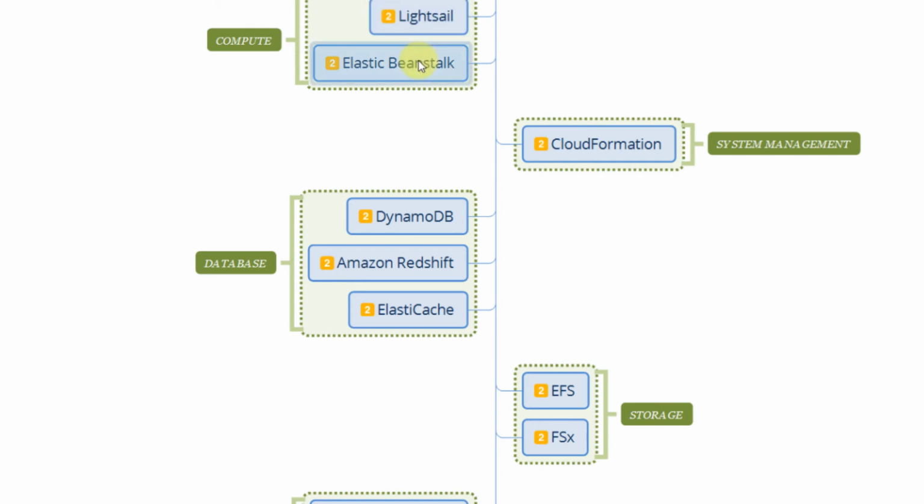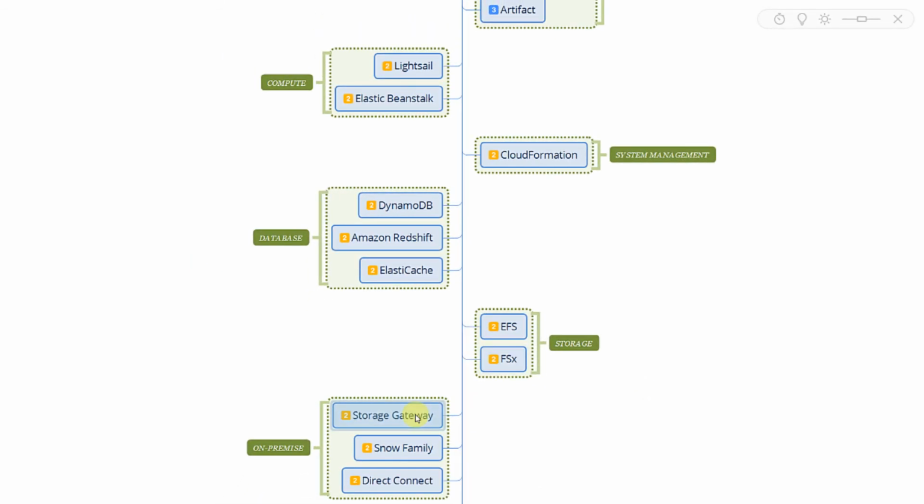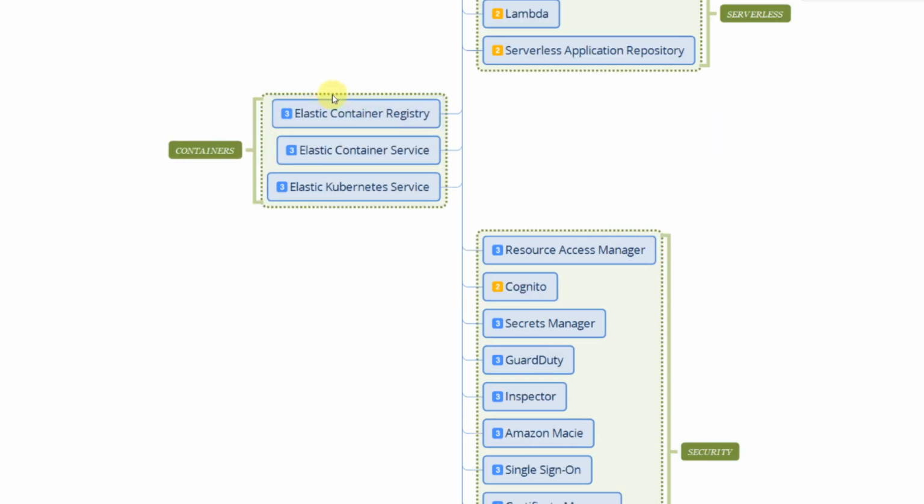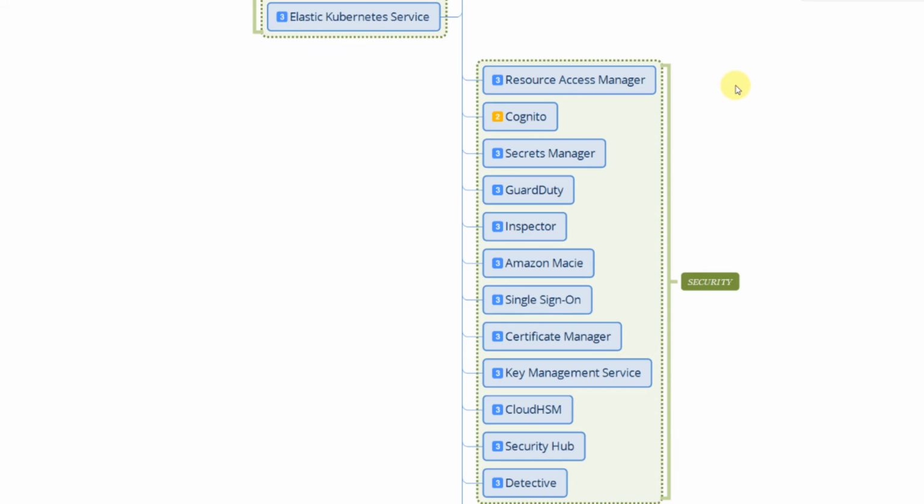Lightsail, Elastic Beanstalk, CloudFormation, DynamoDB, Redshift, Elasticache, EFS, FSX, Storage Gateway, Snow Family, and Direct Connect are 2s. And also all the serverless components, API Gateway, Lambda, Serverless Application Repository are 2s. Containers services are 3s. And in the rest of the security services, Cognito is a 2. Other than that, the rest are 3s.